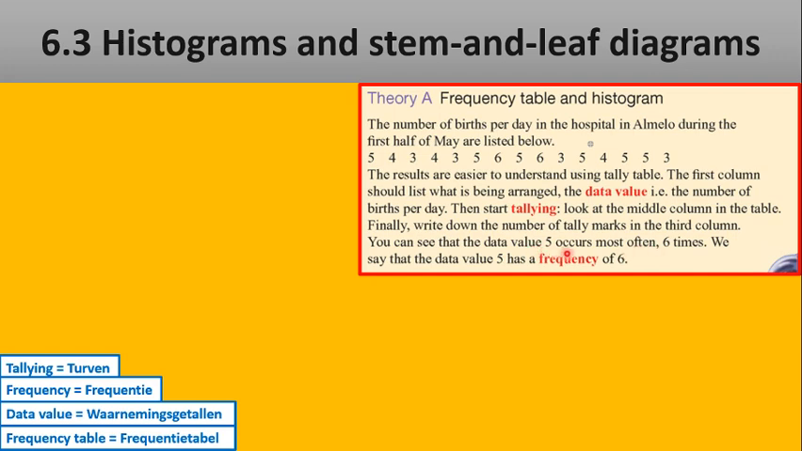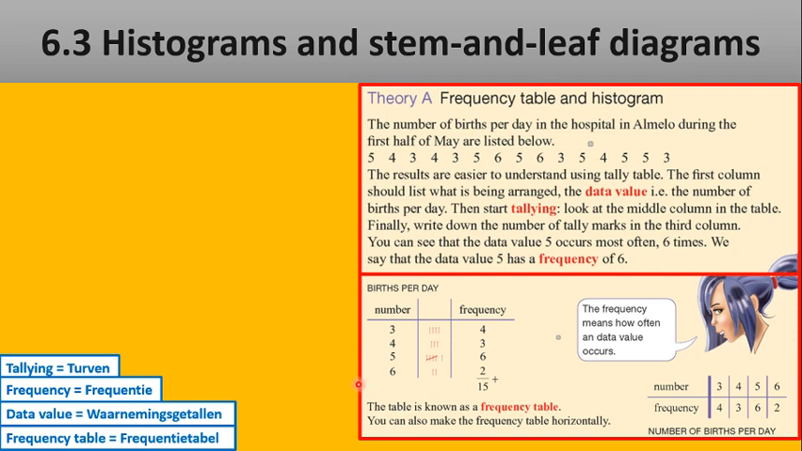You can see that the data value 5 occurs most often, 6 times. We say that data value 5 has a frequency, in het Nederlands noemen we dat gewoon een frequentie, hoe vaak iets voorkomt, of 6. And here's the example of what they're talking about, right? So we have the numbers 3, 4, 5, 6. Then you're going to tally how many times that number occurs, that's the frequency, and after that you can write down how many times that number occurred. So 3 happened 4 times, 4 happened 3 times, 5 happened 6 times, etc. And this table is known as a so-called frequency table, of in het Nederlands frequentietabel.